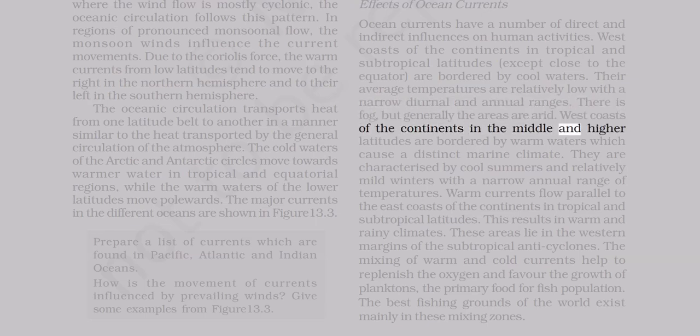West coasts of the continents in the middle and higher latitudes are bordered by warm waters, which cause a distinct marine climate. They are characterized by cool summers and relatively mild winters with a narrow annual range of temperatures. Warm currents flow parallel to the east coasts of the continents in tropical and subtropical latitudes. This results in warm and rainy climates. These areas lie in the western margins of the subtropical anticyclones.